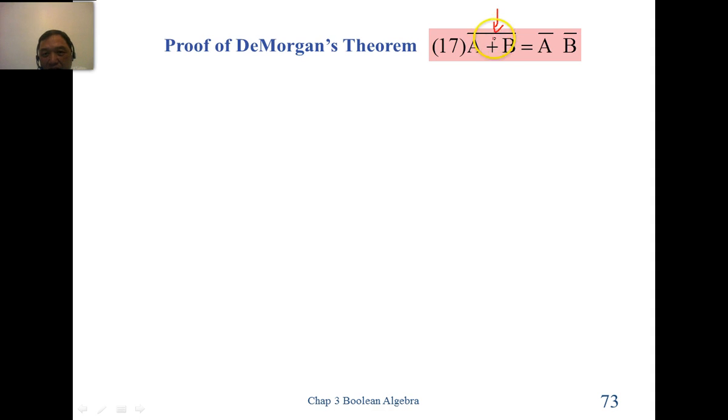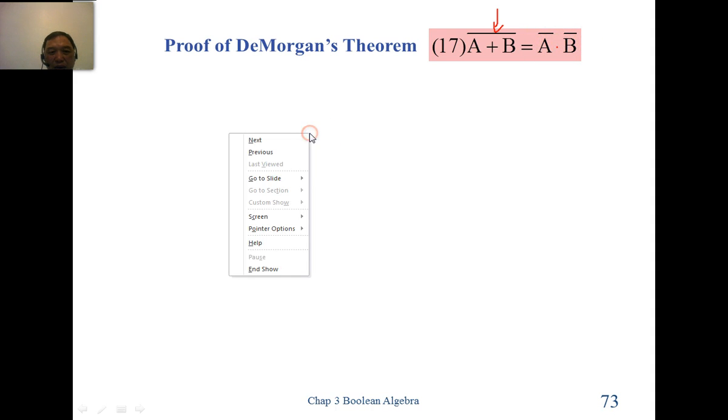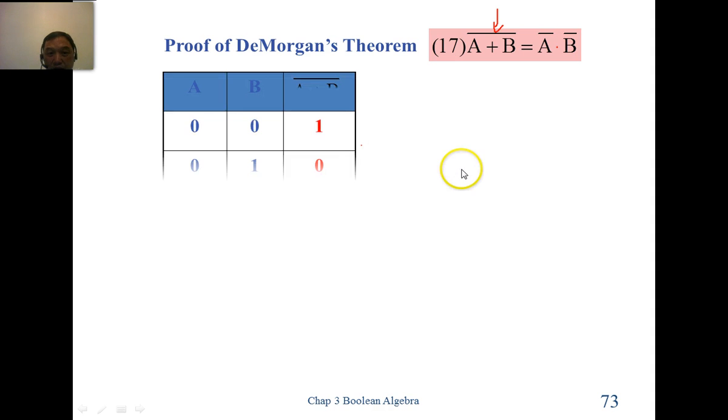Let's say I want to break at this point. This is a plus, right? After that, it will become a dot here. So it's break the bar, change the sign. Now it becomes A bar dot B bar. Let me prove it to you.